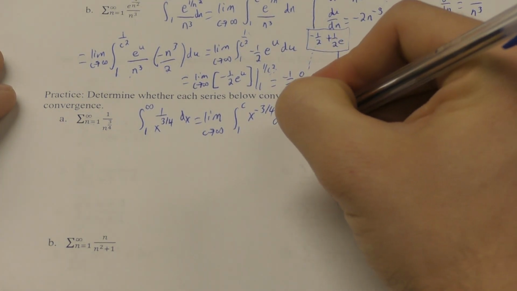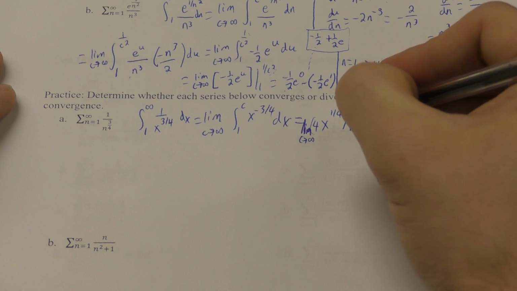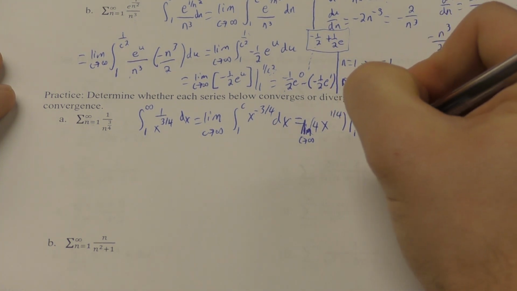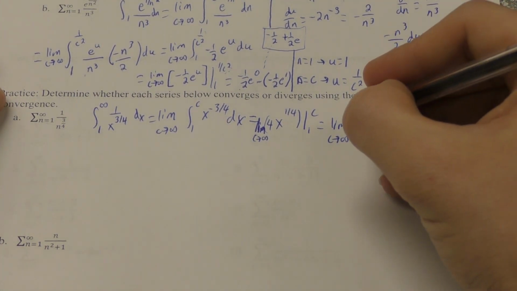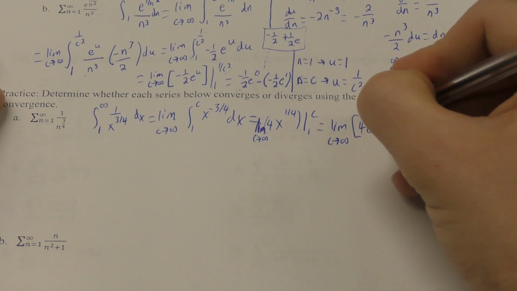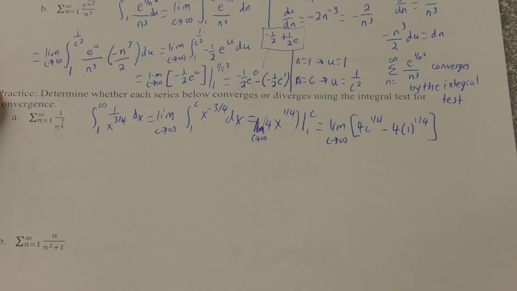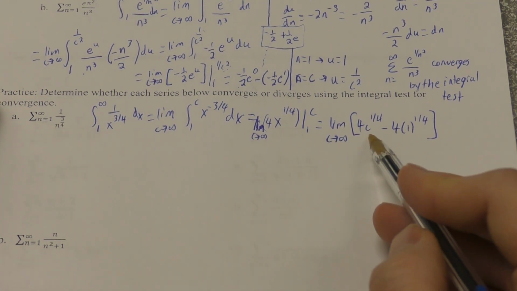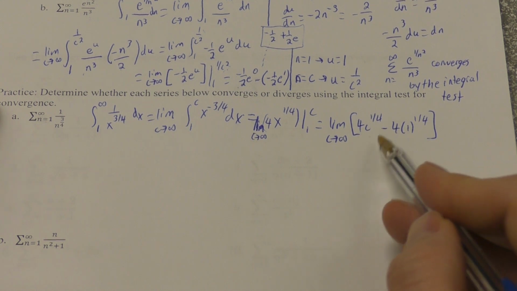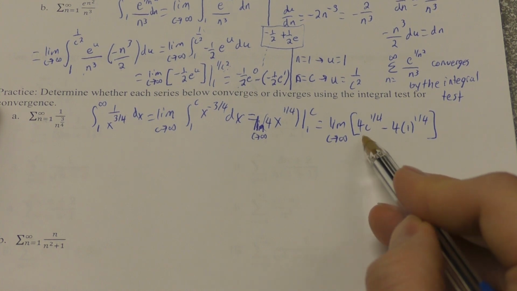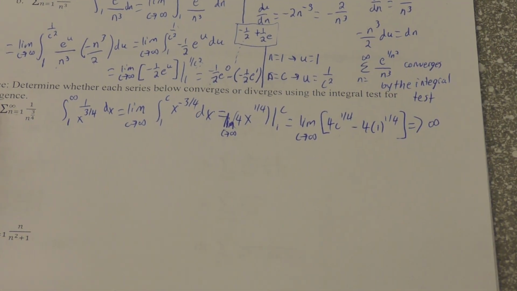Hard to tell, but that is the limit as c approaches infinity of 4x to the 1/4 from 1 to c. So this gives us the limit as c approaches infinity of the quantity 4c to the 1/4 minus 4 to the 1/4. Now I've got to think through what's going to happen here. Well, as c approaches infinity, c to the 1/4, the 4th root of a growing number, will keep growing, so that goes off to infinity minus 4. This grows, this is finite, so this limit goes off to infinity.